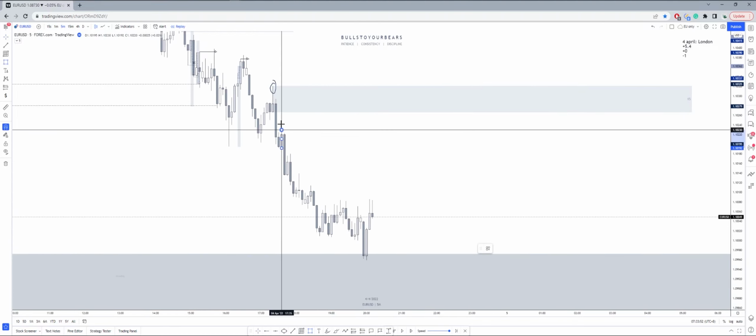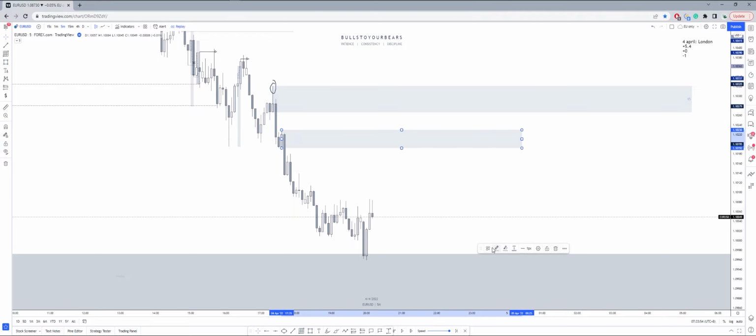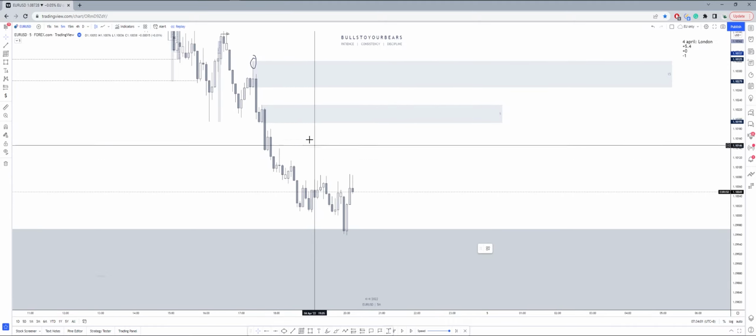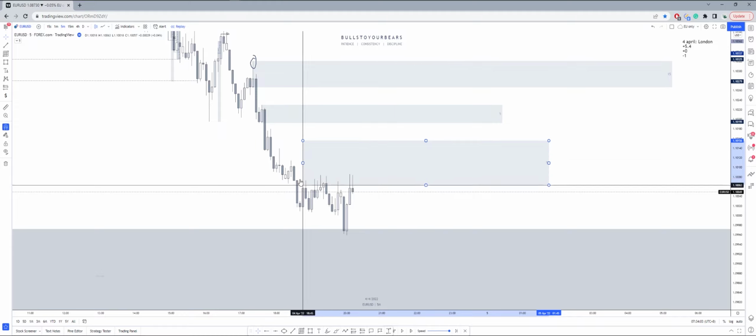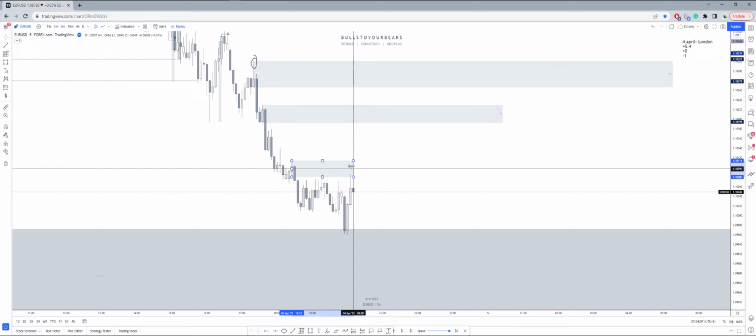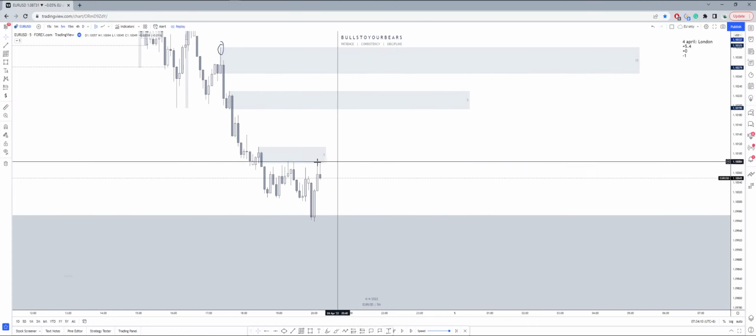Supply. Honestly, happy to trade from here if opportunity presents itself. Then again, currently price is respecting the zones over here. Okay, so this is gonna hold. This must be gonna hold.